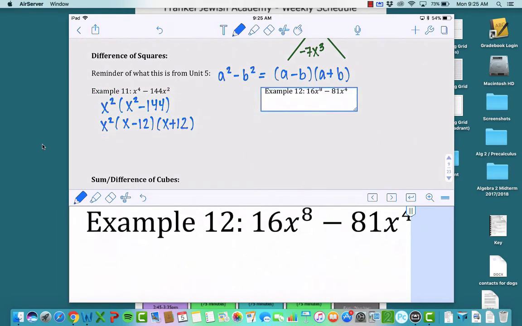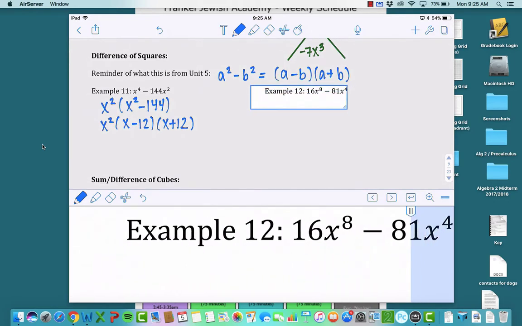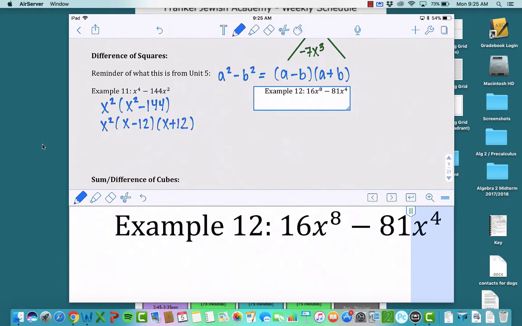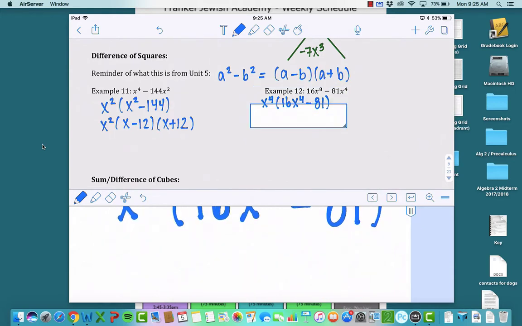Not too shabby. But if you come over here, you notice, oh my gosh, this one's way bigger than the last one. Well, 16 and 81 don't share anything, but they do share an x to the 4th. So I can at least take that out, 16x to the 4th minus 81. So even though it's not directly squared, I still know that this is a difference of squares, because x squared is x to the 4th. I don't know if that makes sense, but I'll say it one more time. X squared is x to the 4th.